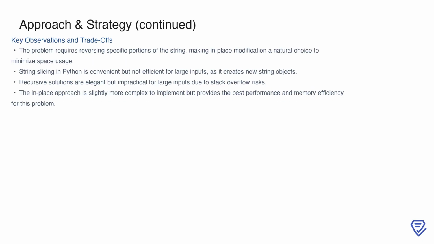In summary, this problem requires reversing specific portions of the string, which makes in-place modification a natural choice to optimize space usage. While string slicing in Python is convenient, it is inefficient for large inputs because it creates new string objects. Similarly, recursive methods, though concise and intuitive, are not practical for large inputs due to the risk of stack overflow and the additional space required for recursive calls.